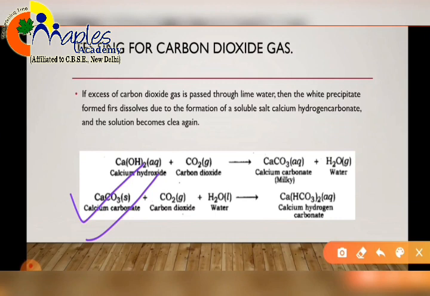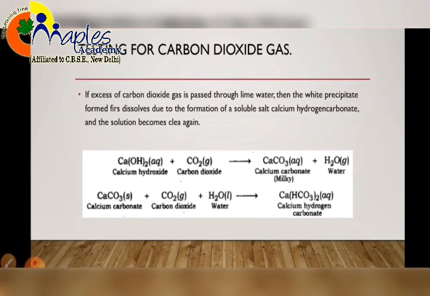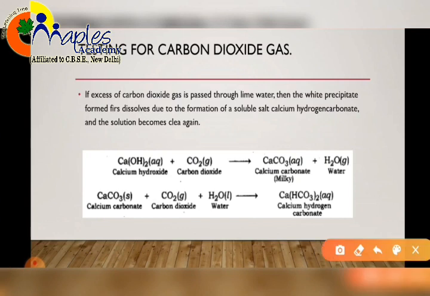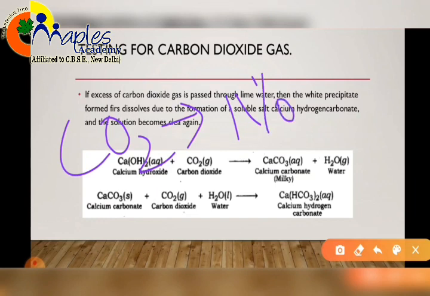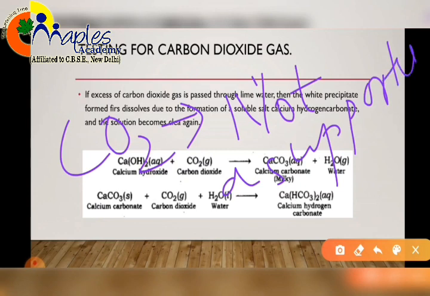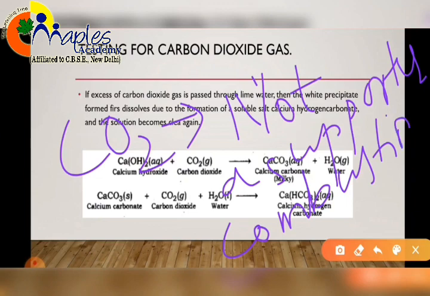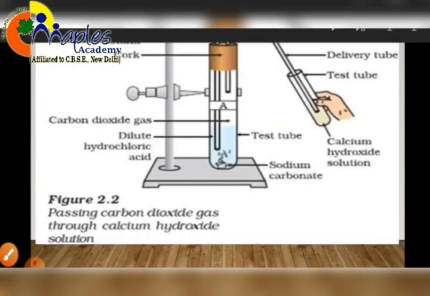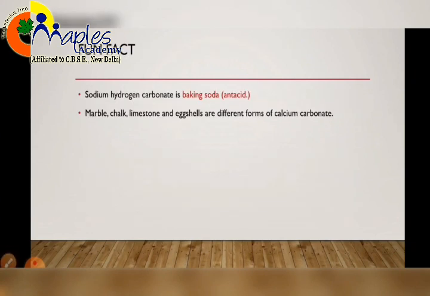One more test for carbon dioxide is there. What do we do? If we bring a burning candle near the carbon dioxide gas, it will extinguish the fire. Why? Because carbon dioxide is not a supporter of combustion, right? We have already studied this, and because of this we use carbon dioxide in our fire extinguishers as well. Clear?